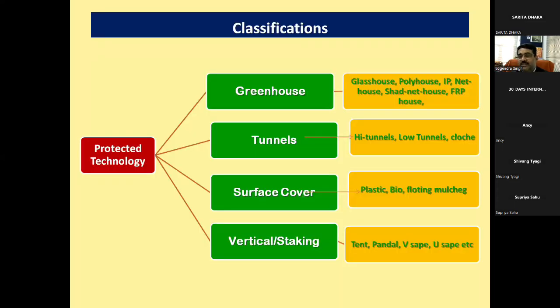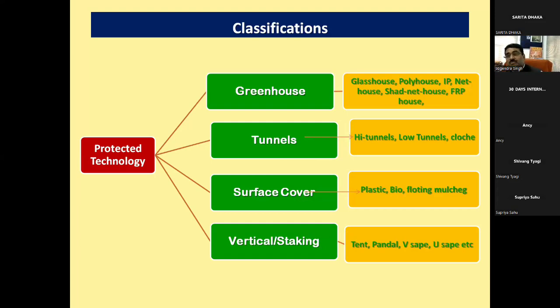So this is the final classification of protected cultivation, which we developed some years ago. What is the actual classification of protected cultivation? You can see here that protected technology is divided into 4 groups. First is the greenhouse group, second is the tunnel group, third is the surface cover group, and fourth is the vertical or stacking group. These are the parts of protected cultivation.